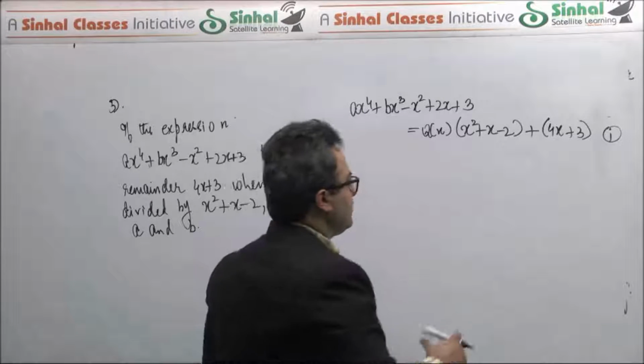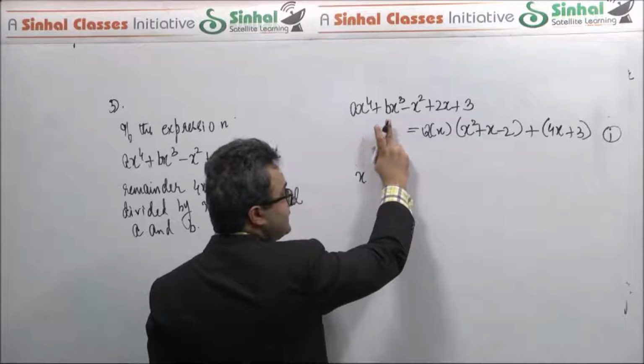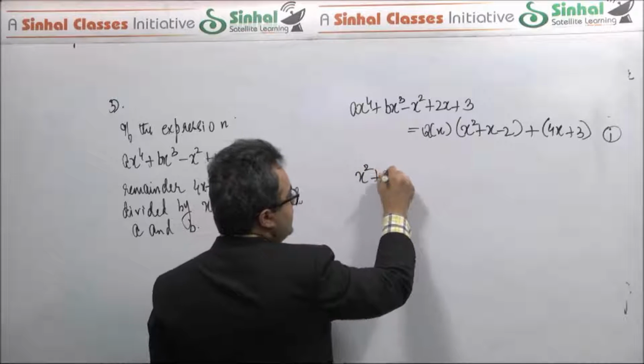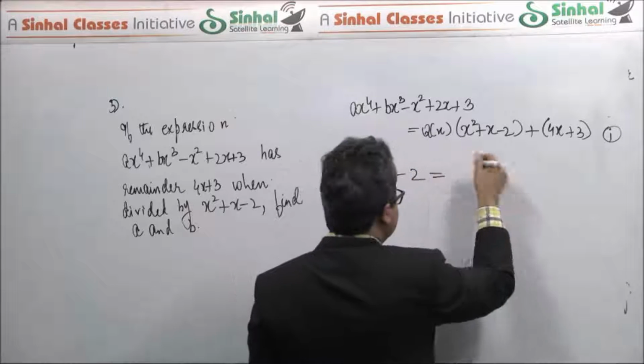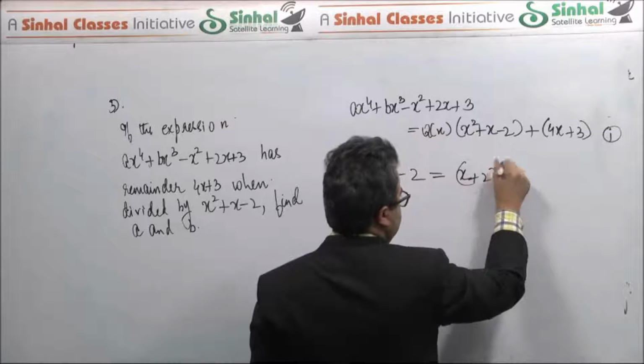We only need to observe that x square plus x minus 2, first of all, again, this is an identity. So LHS and RHS are equal for all values of x. And x square plus x minus 2 itself is factorizable as x plus 2 into x minus 1.